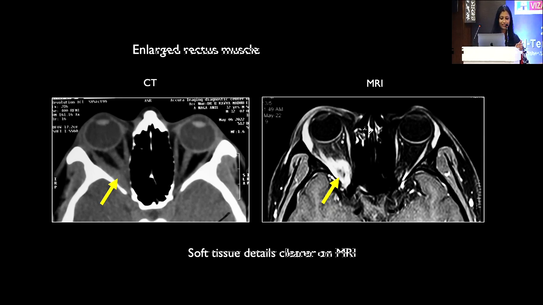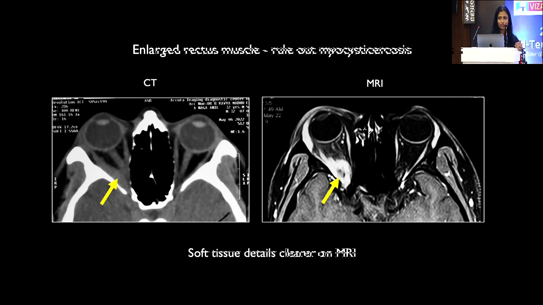Here we can see an axial cut of a CT scan where there is an enlarged lateral rectus, but we can't really see any pathology within the lateral rectus itself, and it doesn't really help us to arrive at the diagnosis per se. So instead, if we get MRIs done for these kind of soft tissue lesions, here we can see a well-defined cystic lesion within the lateral rectus with hyperintensities within the cyst itself. And it does suggest to us myocysticercosis of the right lateral rectus muscle.